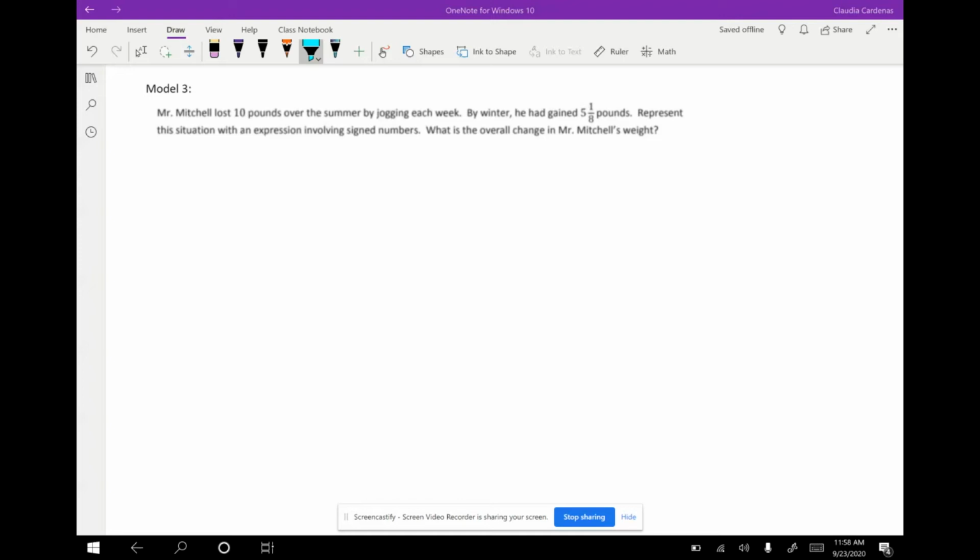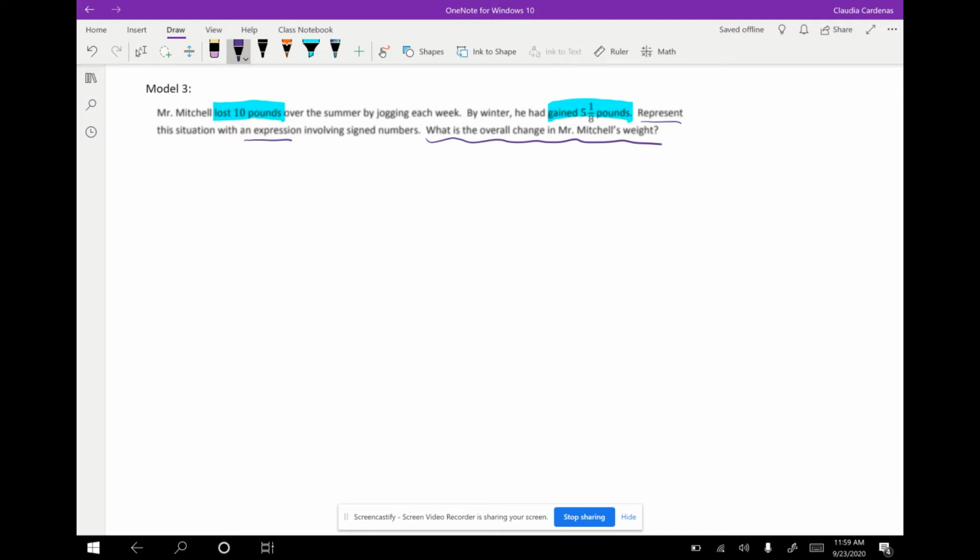All right, so now that we have learned a new strategy to deal with mixed numbers, we're going to look at a word problem and keep those tools in mind so that we can use them to help solve this problem. So, Mr. Mitchell lost 10 pounds over the summer by jogging each week. By winter, he had gained 5 1/8 pounds. So, represent this situation with an expression involving signed numbers, and then what is the overall change in Mr. Mitchell's weight?